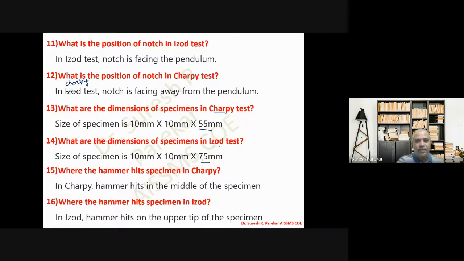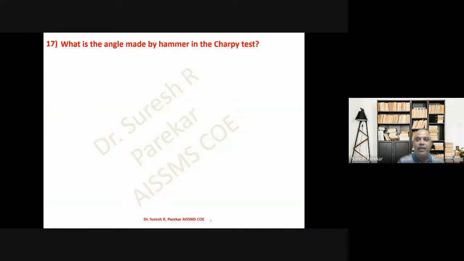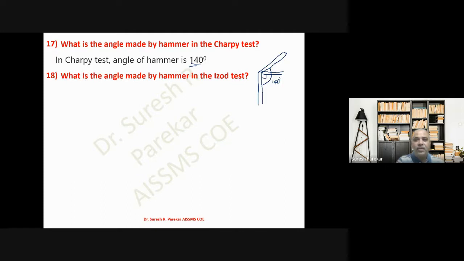What is the angle made by the hammer in the Charpy test? The angle made by the hammer in the Charpy test is 140 degrees. We have the instrument in this fashion, and the hammer in the case of Izod is at 90 degrees, and in the case of Charpy, the angle with the vertical is 140 degrees. So the angle in Izod is 90 degrees.